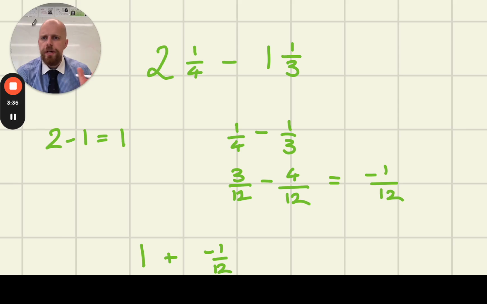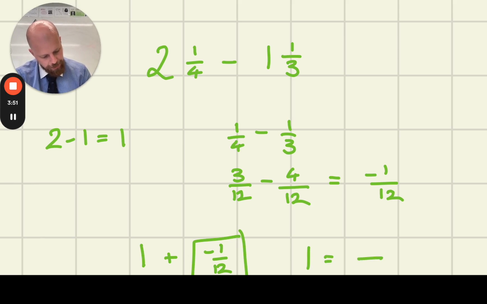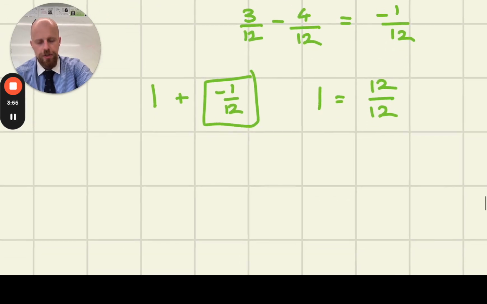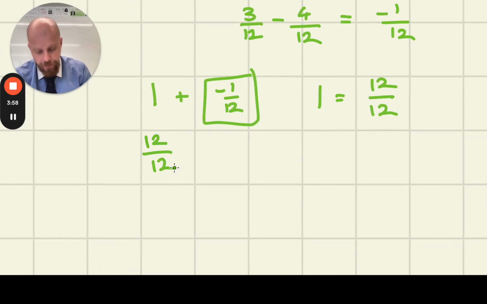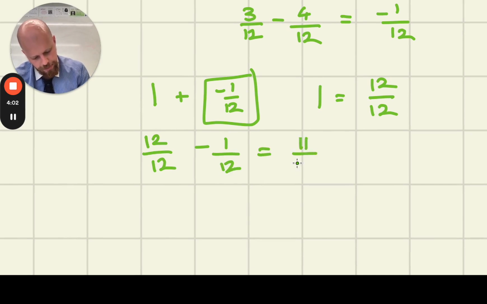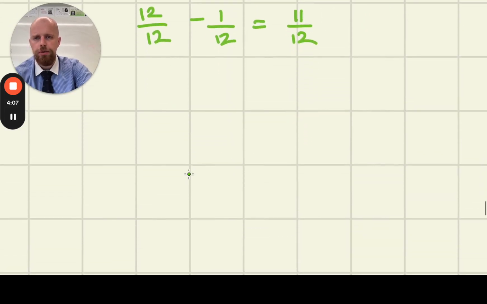And what we're going to do is change the 1 to be a fraction, and from there we can then subtract them. And the fraction you've got to choose is one that is sensible, i.e. is going to work with this number here. So I need a denominator of 12. So I've got to have 1 is something over 12. And obviously in this case it's just 12 over 12. So I'm going to do 12 over 12, that's my 1. Take away 1 over 12, and that gives me 11/12.